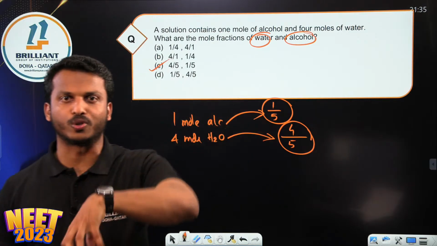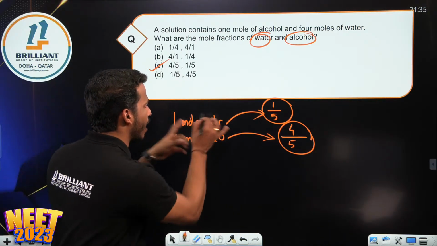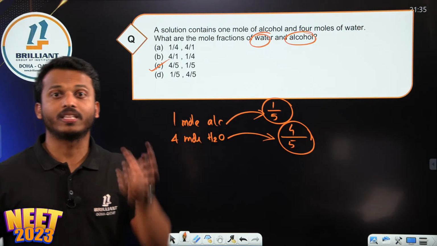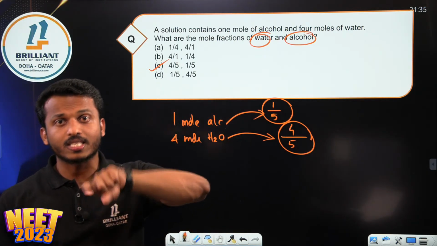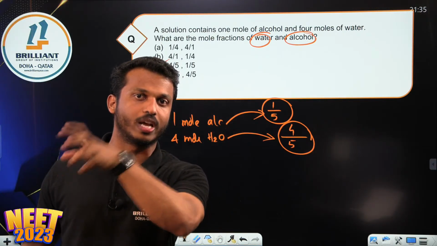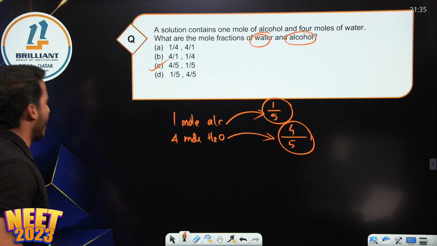Be confident on the question. They gave you alcohol first and aqueous second. But they are asking you aqueous first, then alcohol, respectively. So you have to be very careful about the order. So next question.